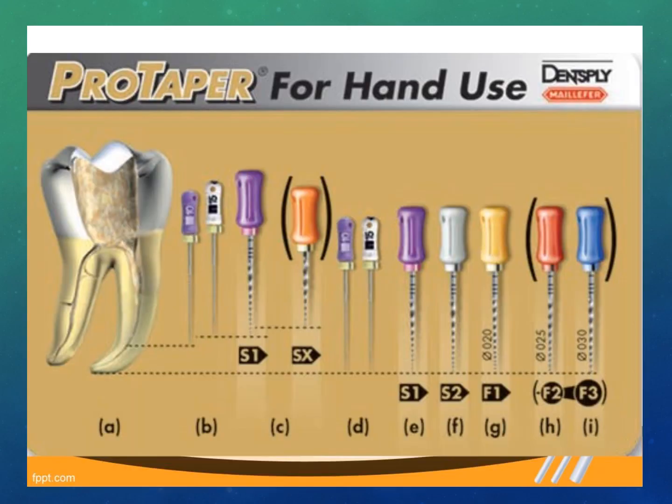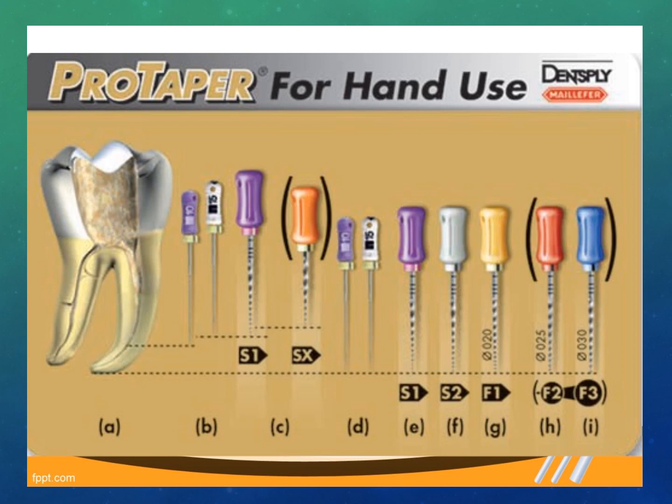And this is for hand use. This is the hand ProTaper. Usually for the hand ProTaper and for the rotary, the sequence does not change much. The difference only here is it is up to you to use your SX first or S1 first. It's up to you.